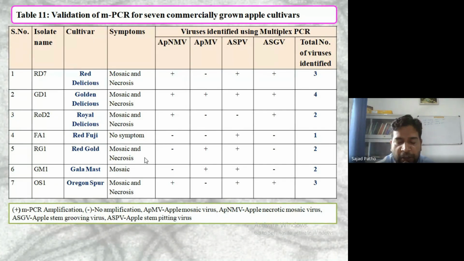Otherwise, for the normal PCR, what we have to do: first day we have to go for the RNA isolation, then the cDNA synthesis, then the PCR amplification, then the gel electrophoresis. So that much activity we need for a single virus. But if that is taken for 4 viruses, obviously we have reduced the time from 4 to 1.